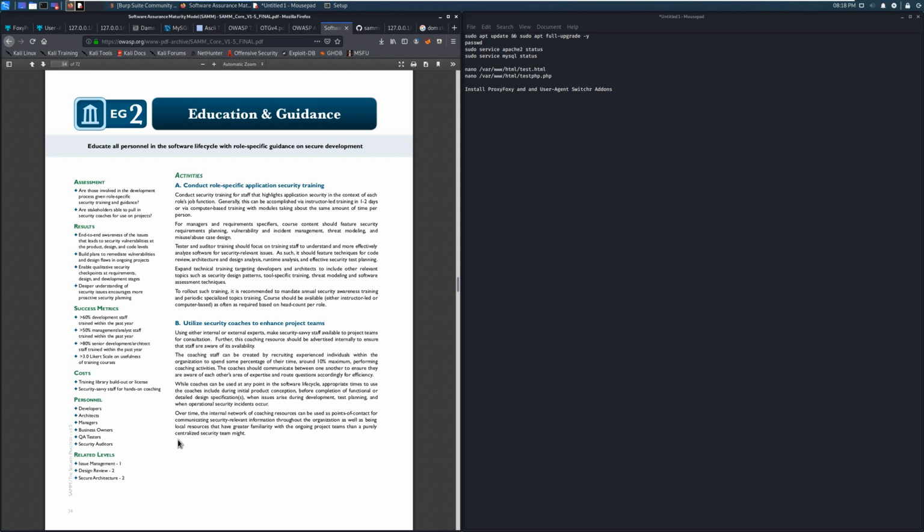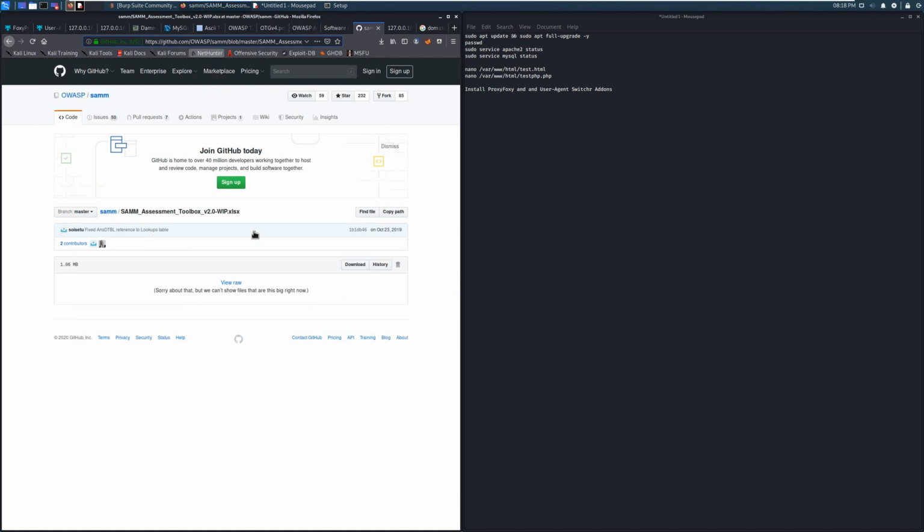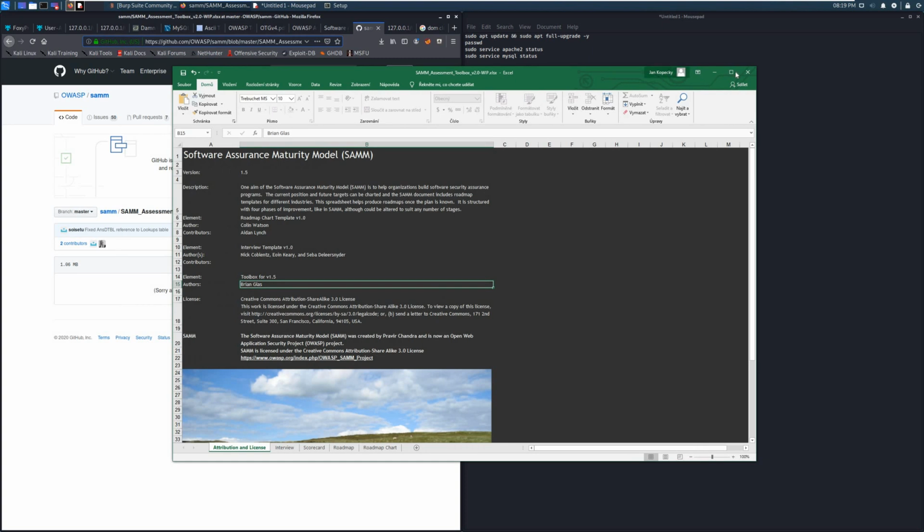Maybe one tip. You can just Google for OpenSAM GitHub, and you will find the Excel sheet there. If you are curious about starting with OpenSAM, I would definitely recommend downloading this Excel sheet, because it will make your assessment way easier. I have already downloaded this document. This is how it looks.